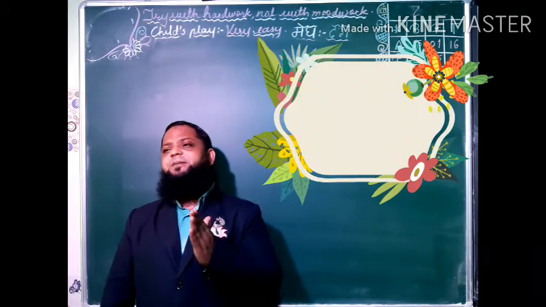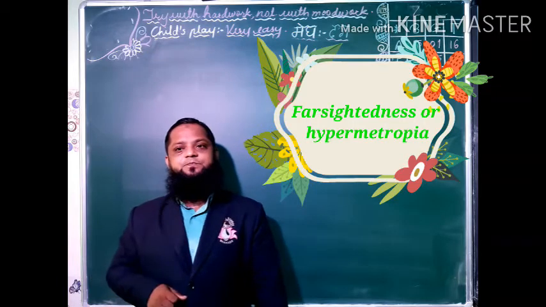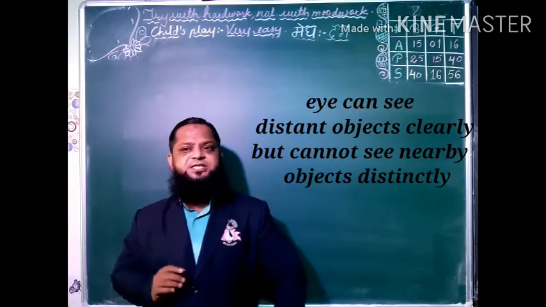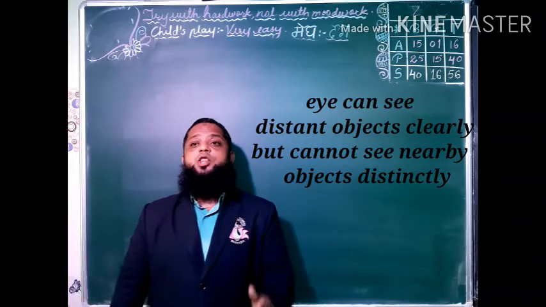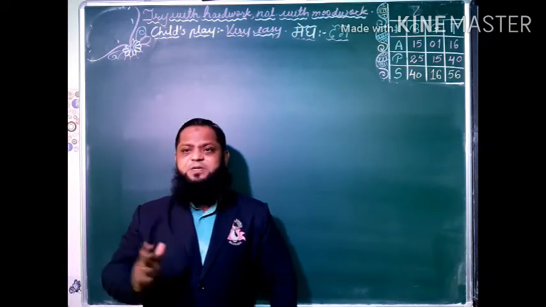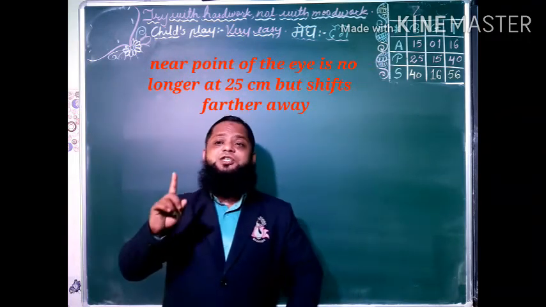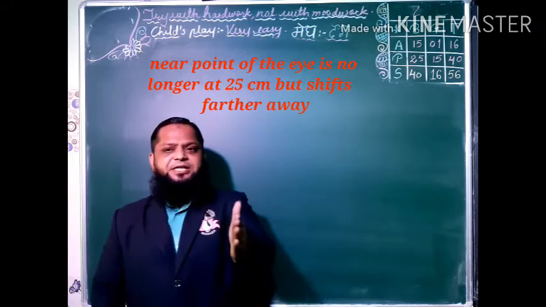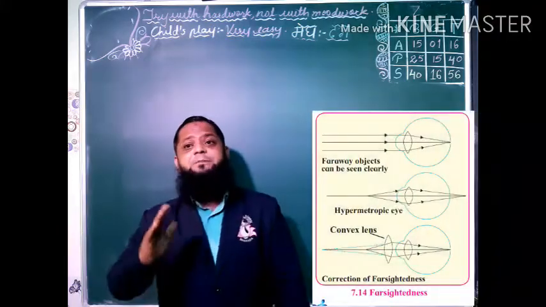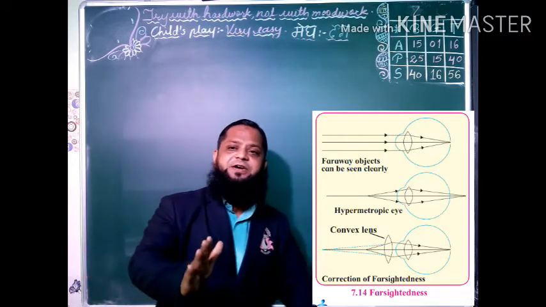Second, hypermetropia. It is also called farsightedness. In this defect, the eye can see distant objects clearly but cannot see nearby objects distinctly. This means that the near point of the eye is no longer at 25 cm but shifts further away. As shown in the figure, the images of nearby objects get formed behind the retina.